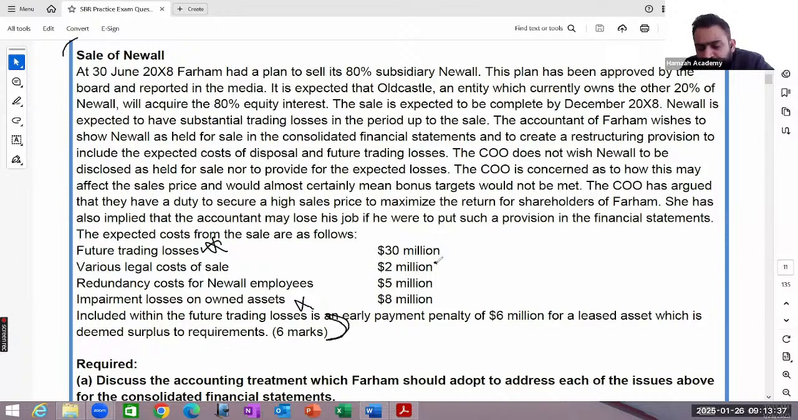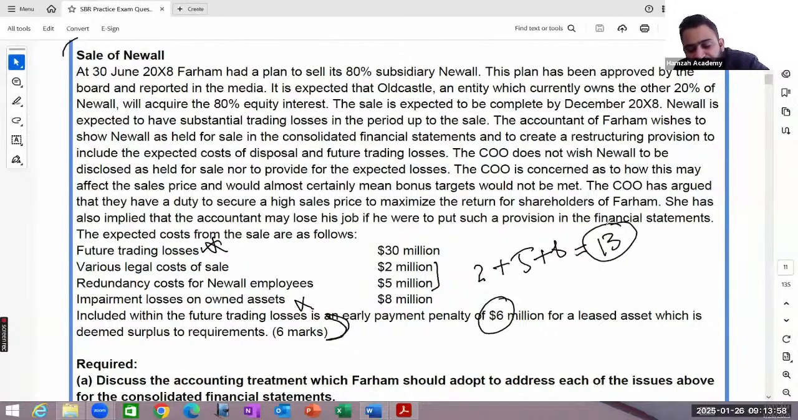So the provision should only be measured as equal to legal cost plus redundancy cost plus a 6 million penalty, which they have to pay when they vacate the building early. So this 6 should also be included in the provision. So a total provision of 13 million should be recorded in terms of restructuring.